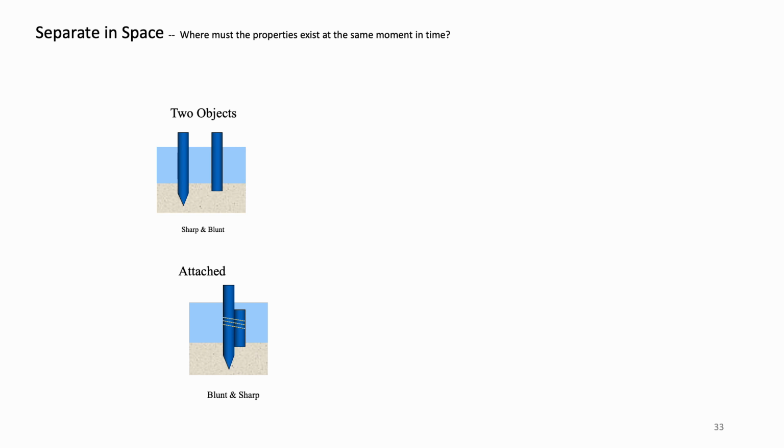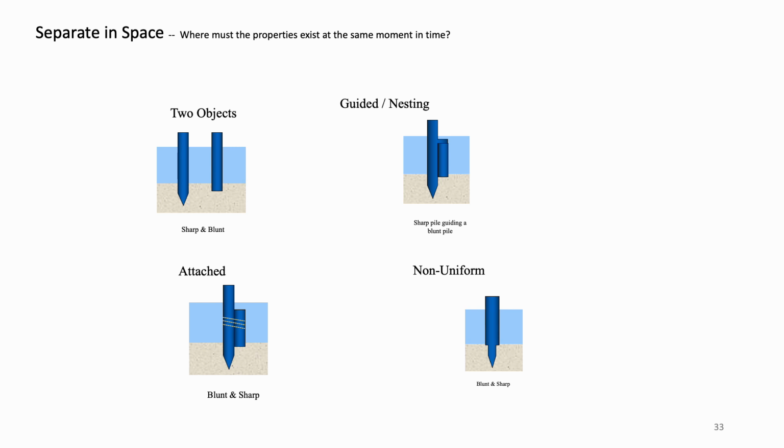Here again, a variation on that, you could attach them. So the sharp one goes in well, you attach a flat bottom pile to it and don't need to really pound it in any further. You have the benefit of both. Another one would be that the sharp pile has a way of driving the flat bottom pile, so it's nested within, and again, you get the benefit of both.